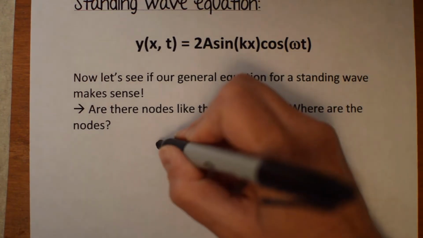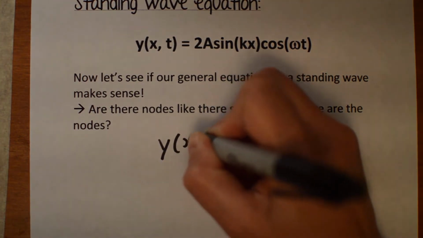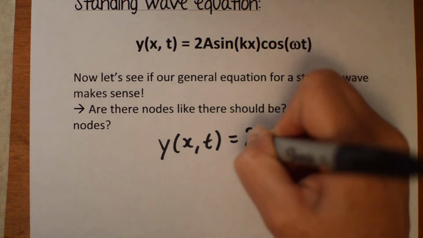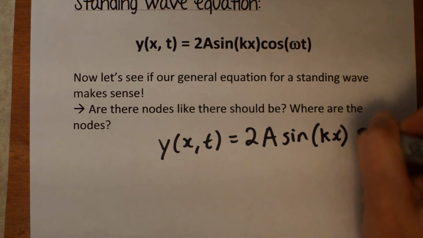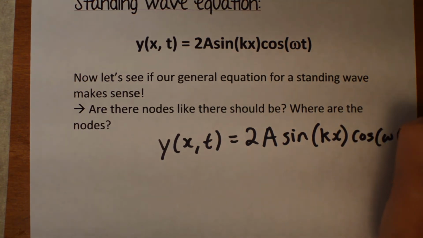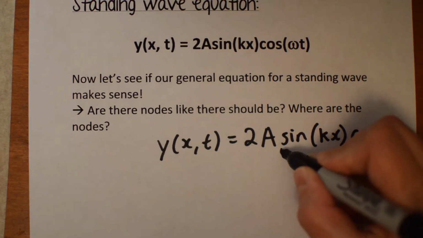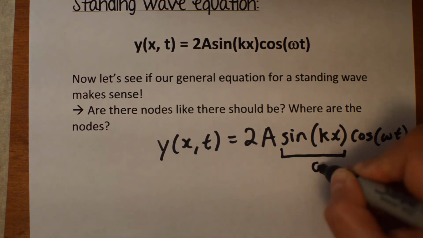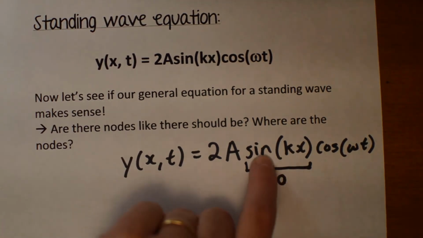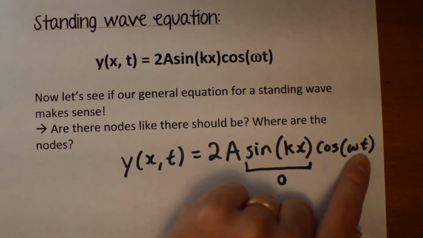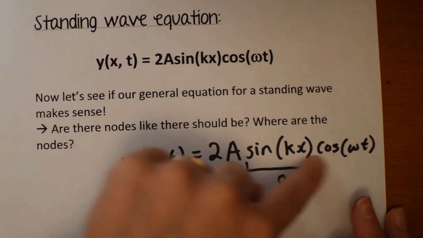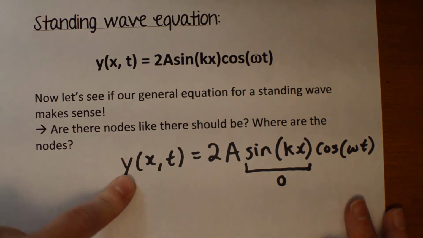What I'm looking for then in my equation, y as a function of x and t, is 2A sine of kx cos of omega t. I'm looking for the points where this is 0. And if that term is 0, then the entire thing is going to be 0. And you could put in time as anything at all. It won't matter. That whole thing will always be 0. Y will always be 0.